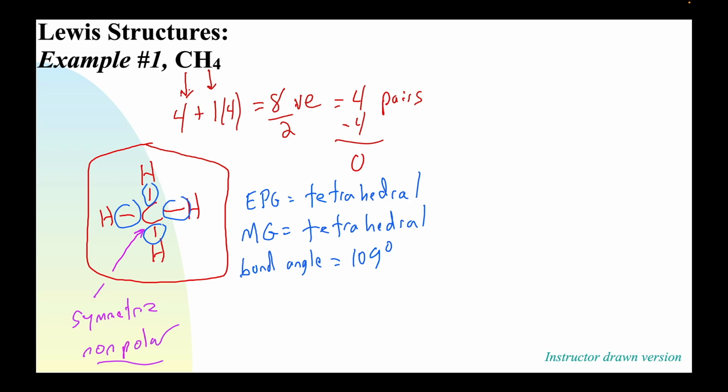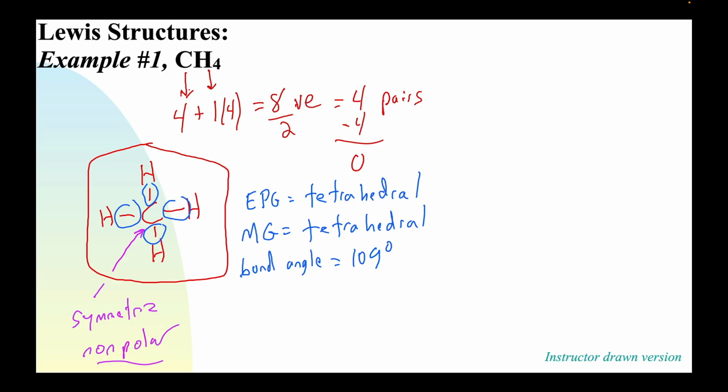So what I've done here is I've drawn the Lewis structure, the CH4. You don't have to circle the lone pairs or the bonding pairs like I have. The EPG is tetrahedral. The bond angle is 109. The MG is tetrahedral. I forgot to mention that. And the molecule is non-polar. It's symmetric because everything around it is the same.